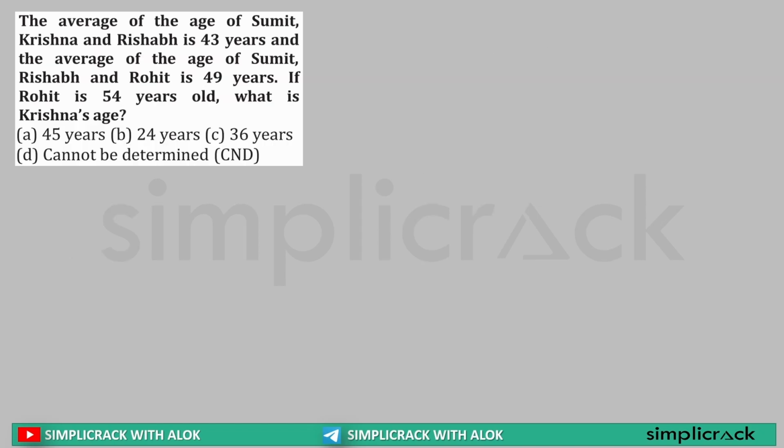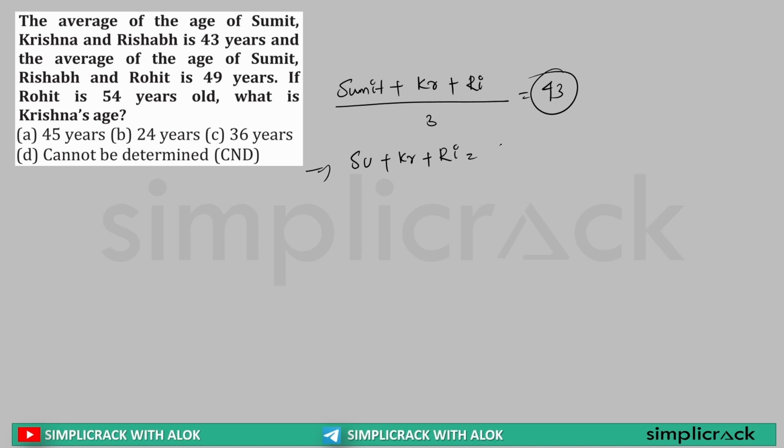Clear? Next. The average age of Sumit, Krishna and Rishabh is 43 years. The average age of Sumit, Rishabh and Rohit is 49 years. If Rohit is 54 years old, what is Krishna's age? Understand this. Sumit plus Krishna plus Rishabh divided by 3 is 43, because this is the average. So Sumit plus Krishna plus Rishabh is equal to 43 into 3, that is 129.